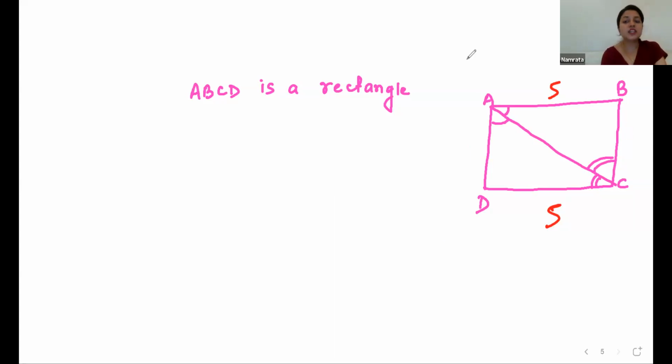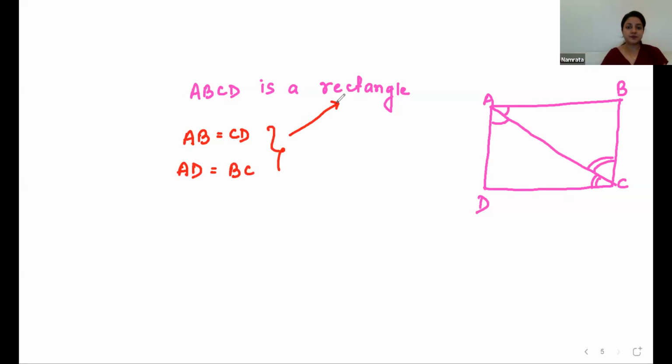So a square means each and every side is of the same length. If we can prove that each and every side is of the same length, then we can say that it's a square. All right. So here we know it's a rectangle. That means AB is equal to CD. And we also know that AD is equal to BC, because these two are properties of a rectangle. All right.